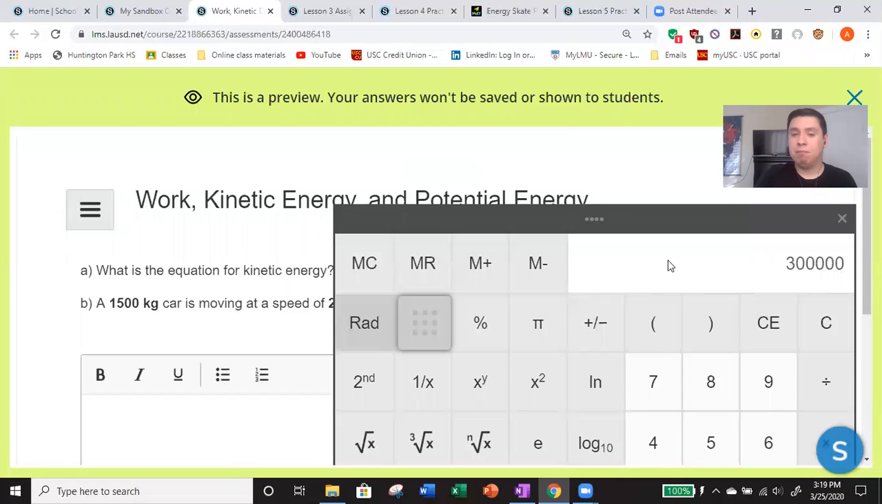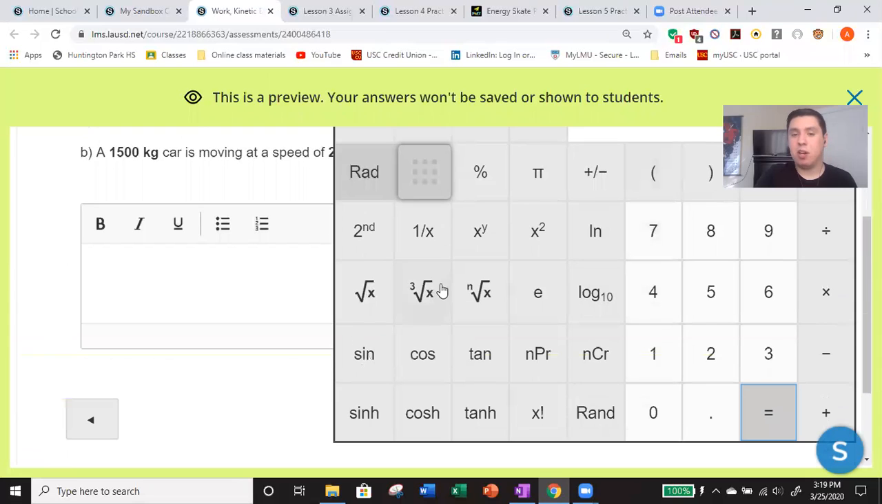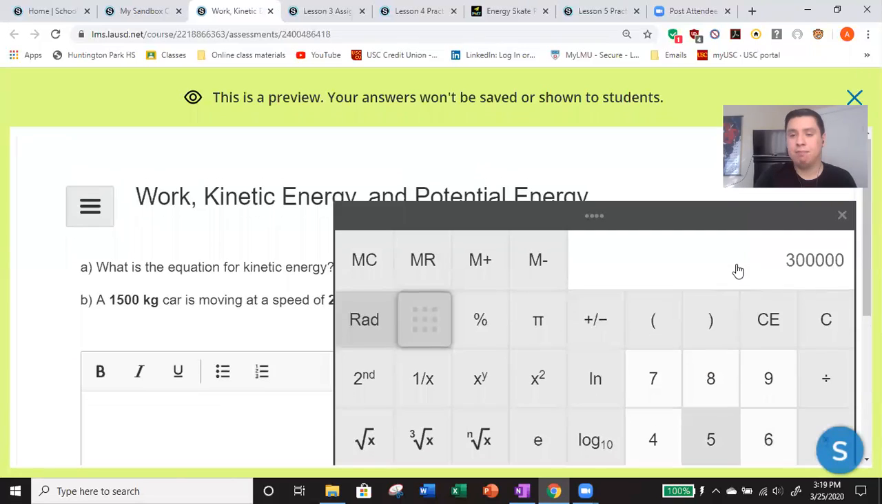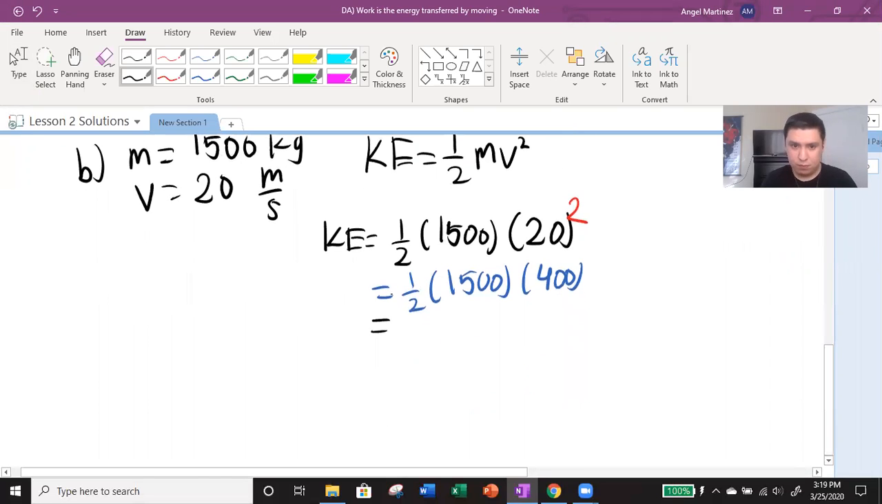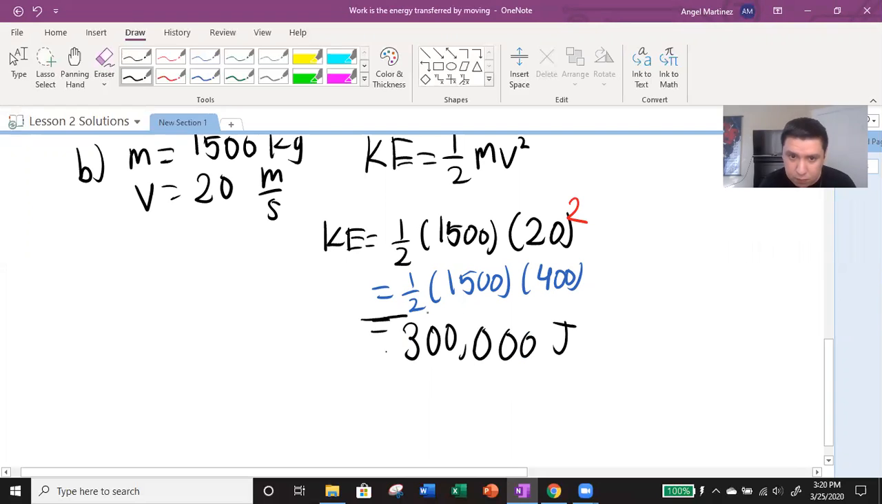That gives you 300,000. So for all these assessments, if you haven't noticed already, I gave you the calculator, so you don't need your own. You can use this. This gives you everything you need, like a normal scientific calculator, like the ones I have in class. This is 300,000. So the answer, we plug it all in, is 300,000. That looks like a 6. Let me fix that before you get confused. 300,000 joules. That's the final answer.